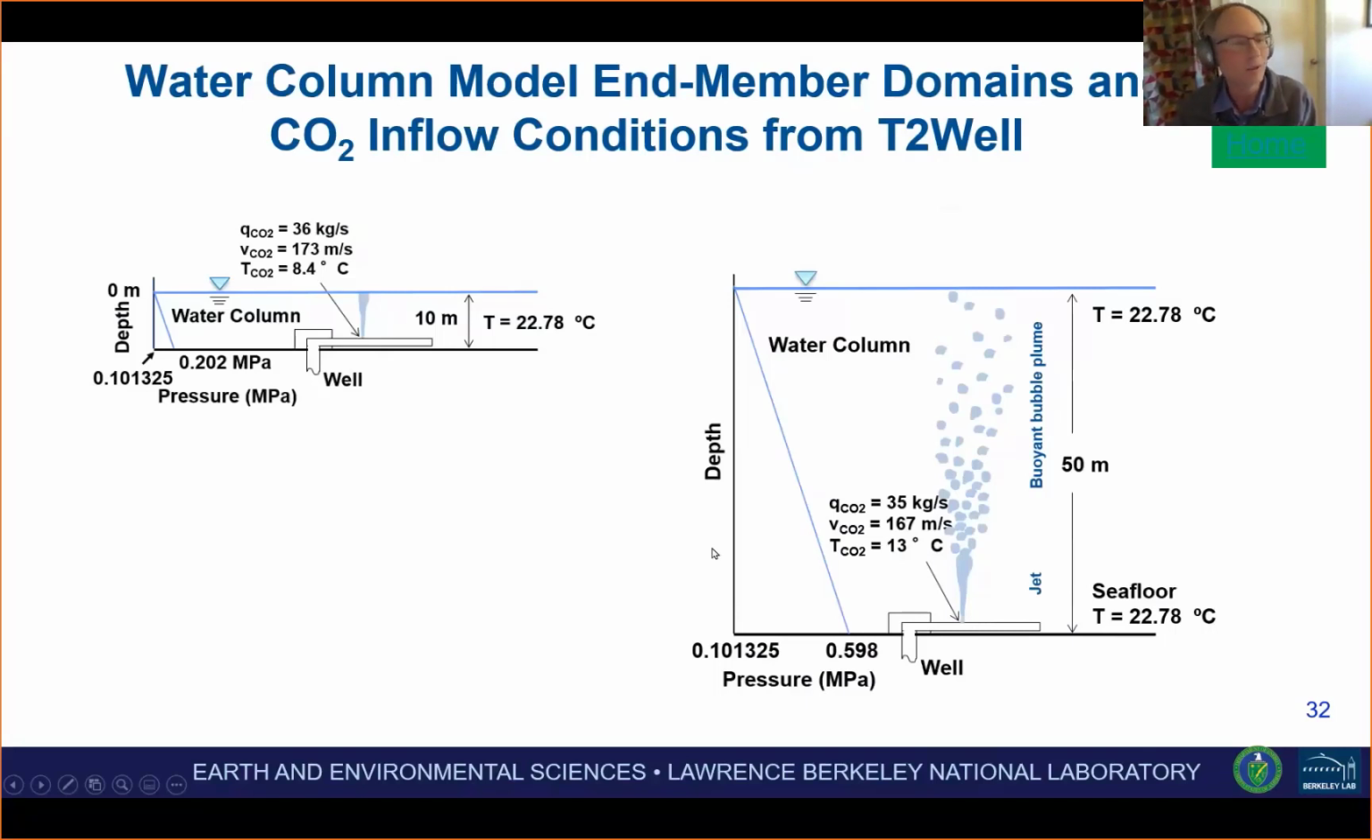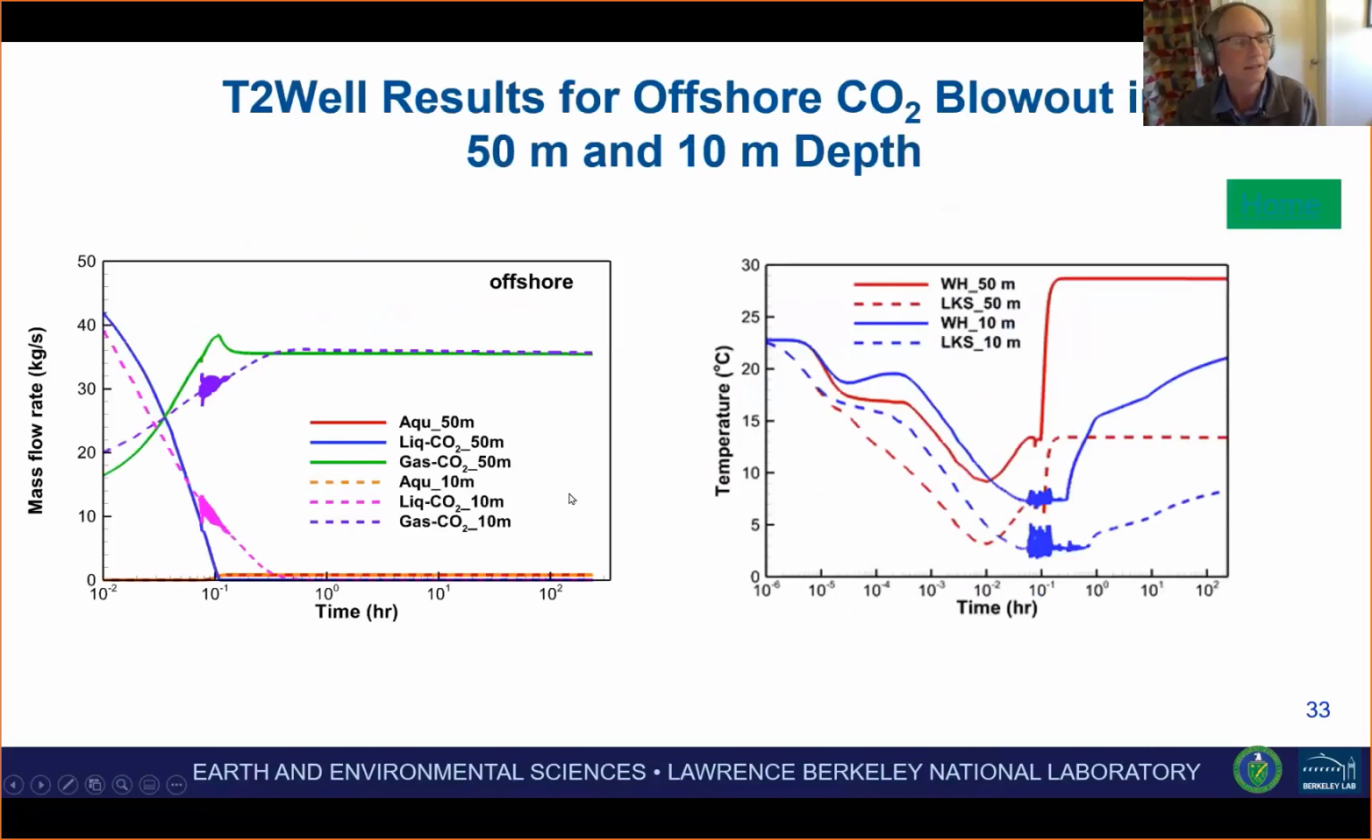So for T2Well, this is the mass flow rate coming out of that hole in the pipe near the well versus log time. And we've got results that are dashed for the 10-meter water column case, solid curves for the 50-meter water column case. So there's some early transient stuff that goes on, but I just want to focus your attention on these final results, that there's CO2 coming out of that hole that's very similar for the 50-meter and the 10-meter case.